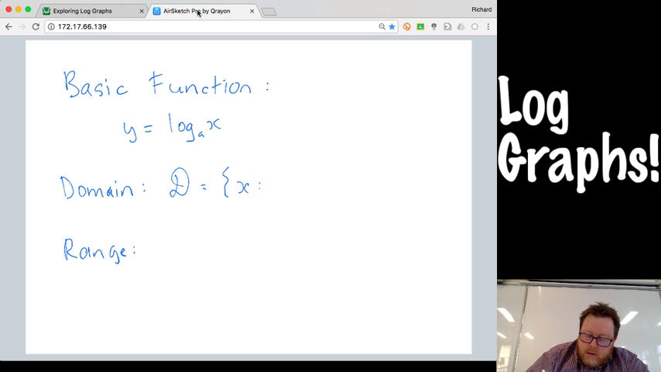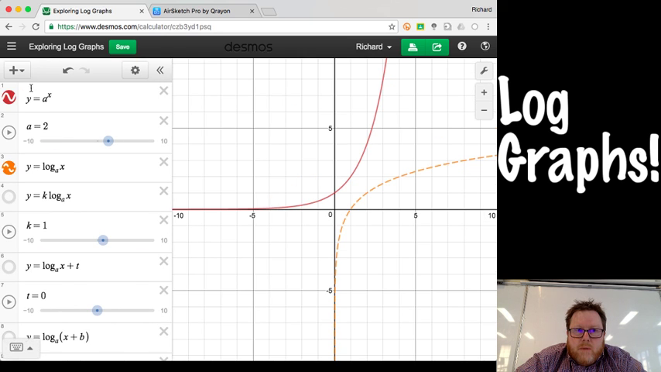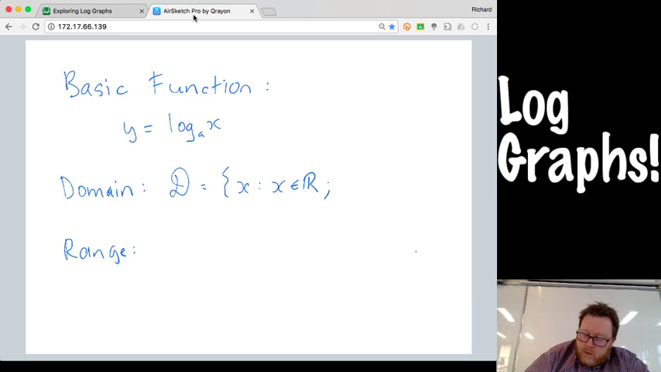X is going to be real, but we have a limitation on x, don't we? In that x can't be equal to 0 and x can't be negative. Okay, I'll just turn off the exponential graph so you can see that. Okay, so x is not defined over here. So we have x is a member of the real set, but x has to be greater than 0.